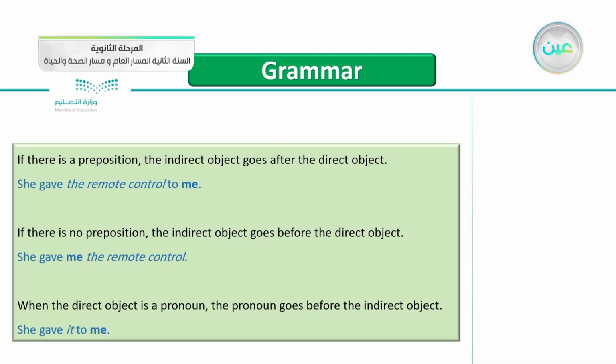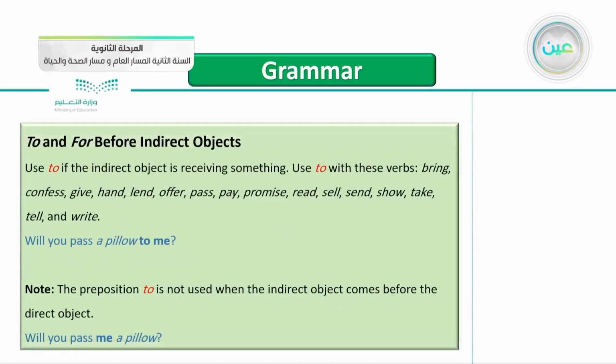Again, pay attention. When the direct object is a pronoun, not a noun, a pronoun, the pronoun goes before the indirect object. Notice the example here. She gave it to me. So it here is the direct object. It's a pronoun, regarding the remote control. It to me. So the pronoun goes before the indirect object, which in this sentence is me.